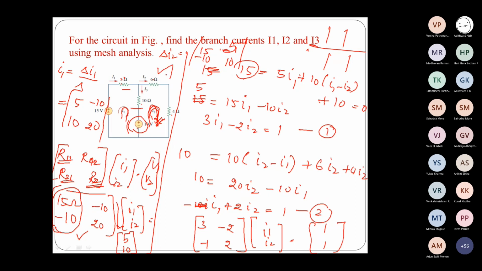Ma'am, just to clarify, the determinant in the denominator is nothing but the resistance matrix, right? Exactly. Del is nothing but the determinant of the resistance matrix. This is del.